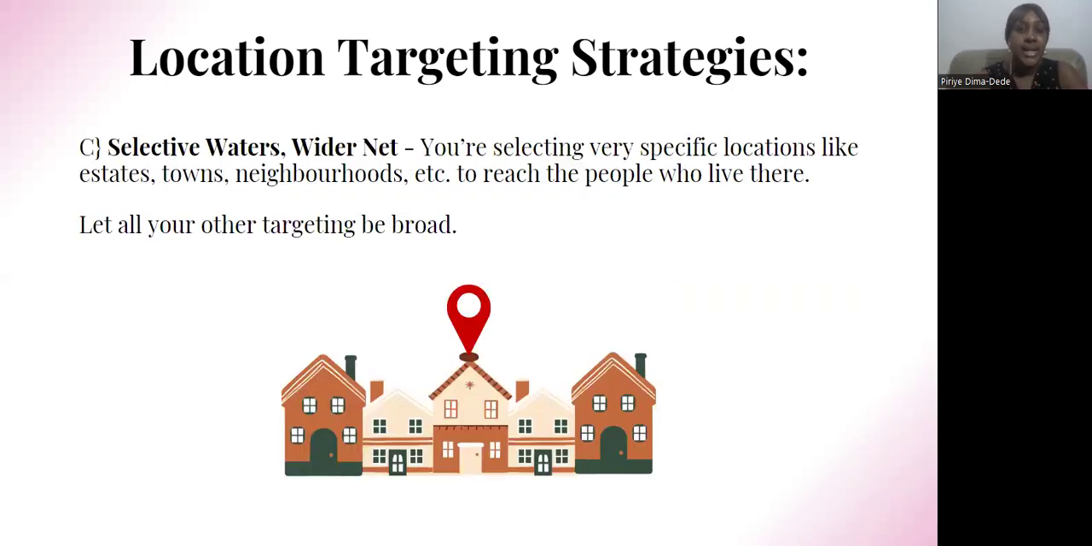And the final one is the selective waters wider net strategy. So you're going very specific with your targeting to neighborhoods, estates, specific streets, and so on. Now, when you're using this targeting strategy, ensure that your net is wide. So even if you're targeting these hyper locations, right, very specific targeting, the rest of your targeting in terms of your age, your gender, detailed targeting, just leave it all broad so that you don't narrow your audience too much and find it difficult for your ads to actually run and reach people because you've used such narrow targeting that there's nobody to show your ads to, right? So you can target these specific locations, but ensure that everything else is left broad.